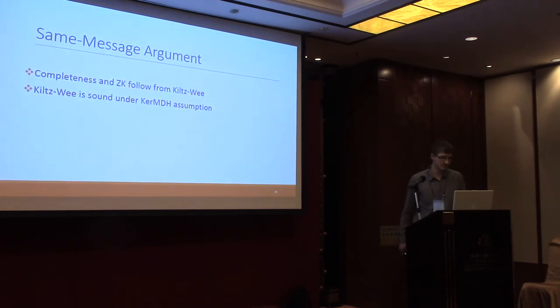So completeness and zero knowledge in this case follow easily from the Kiltz-Wee result. This is sound under a certain kernel MDH assumption. The unfortunate thing is that we also need knowledge soundness here. I don't want to go too much into detail, but this consistency argument achieves a notion called coupled soundness. To get rid of this notion for the whole shuffle argument, we need knowledge soundness in the same message argument. And here we also use a generic bilinear group model.